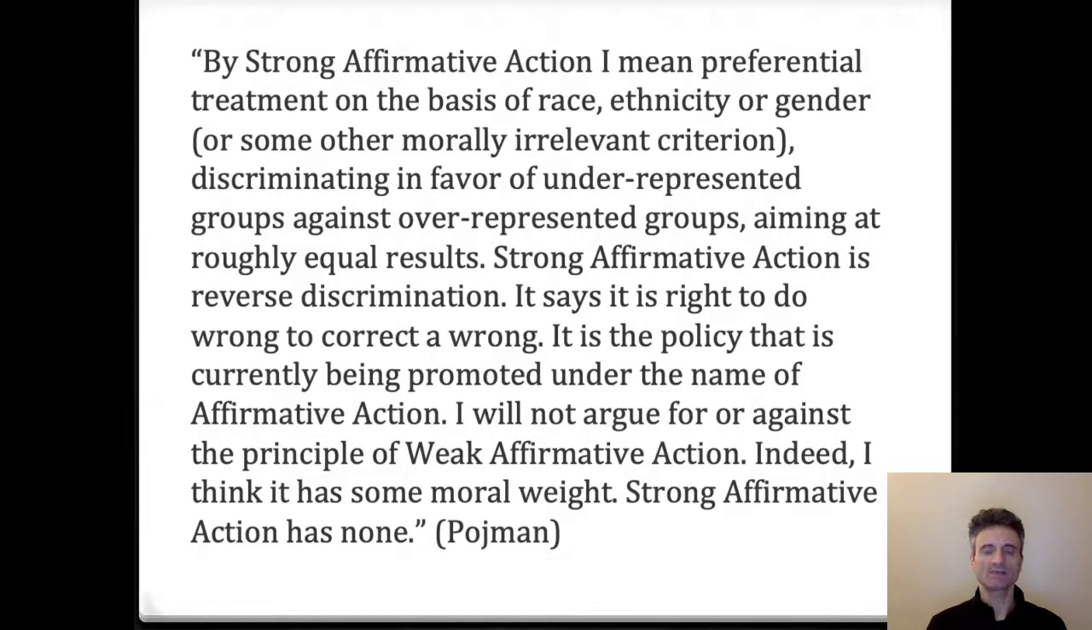Poyman points out that he will not argue for or against the principle of weak affirmative action, which is something different, which is essentially the form of affirmative action that was started by JFK. Indeed, I think it has some moral weight. Strong affirmative action has none.